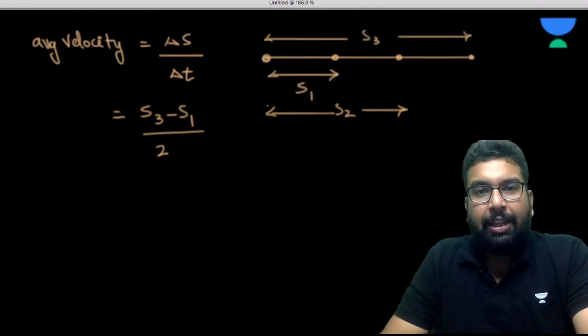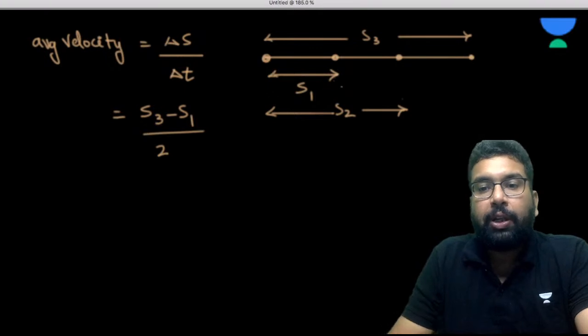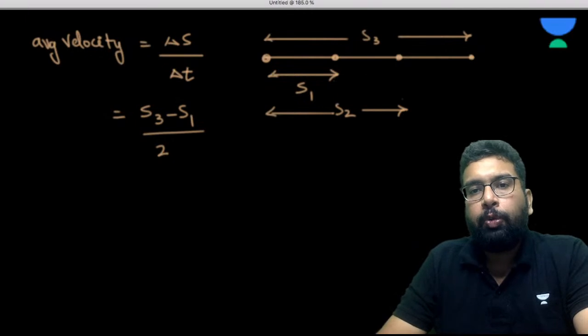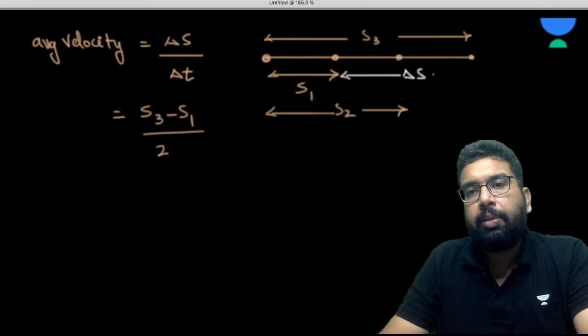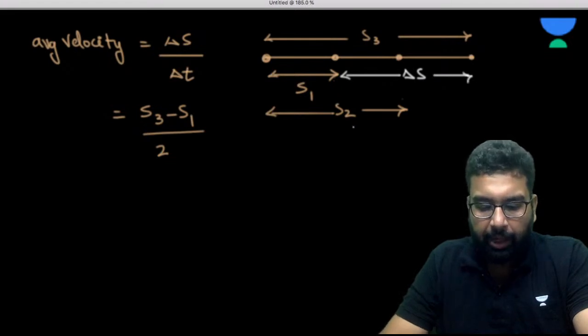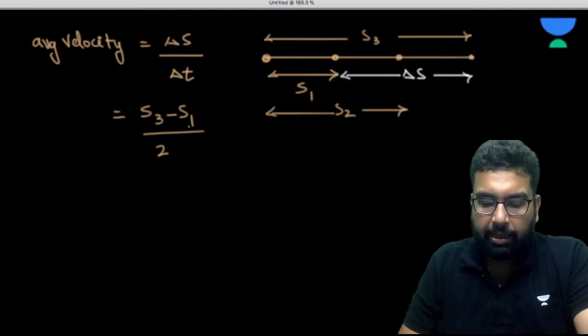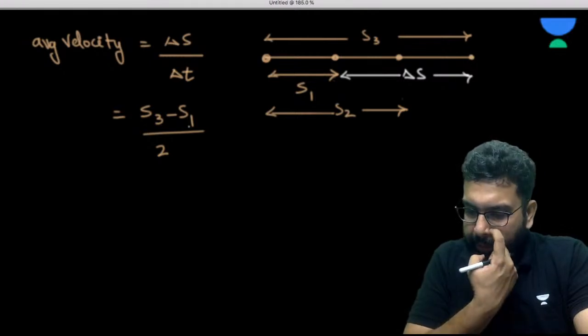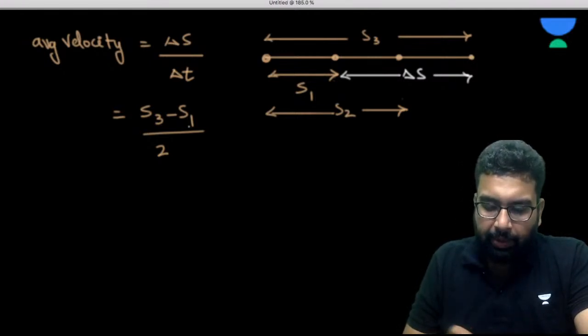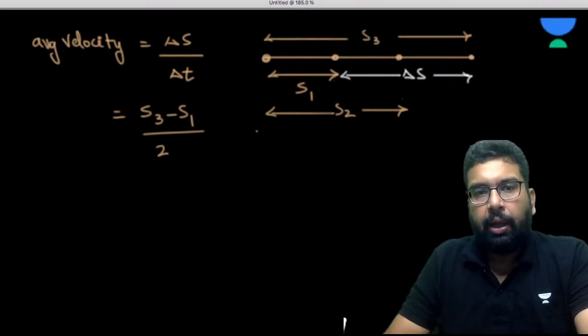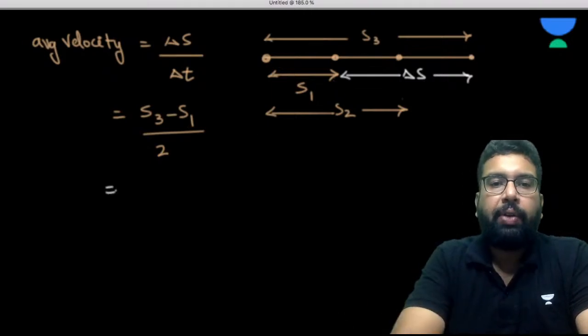Now between 1 to 2, what is the displacement? That is what we call the change of displacement. From here to here, what is the change in displacement, or what is the total displacement? So the total displacement is going to be S3 minus S1, right? So we can put the value of S3 minus S1.